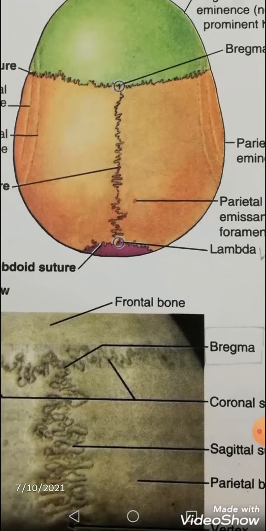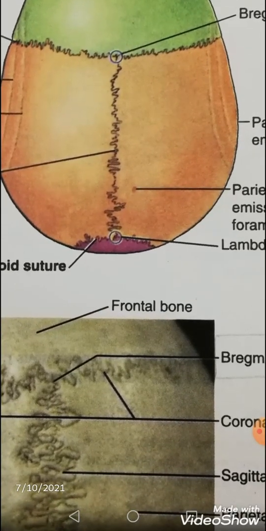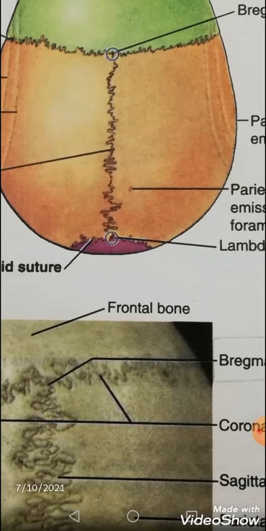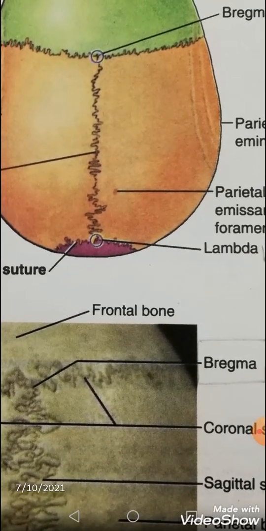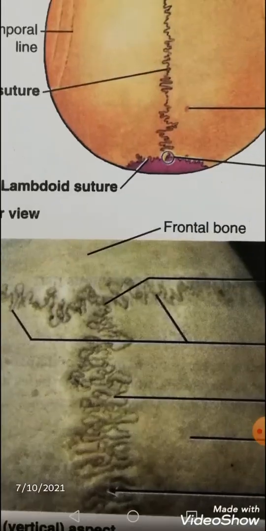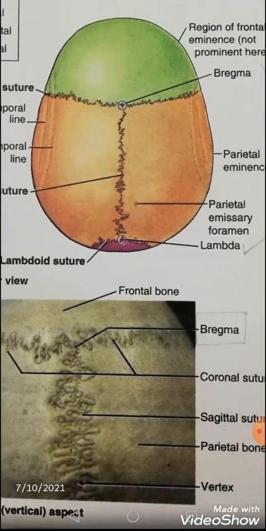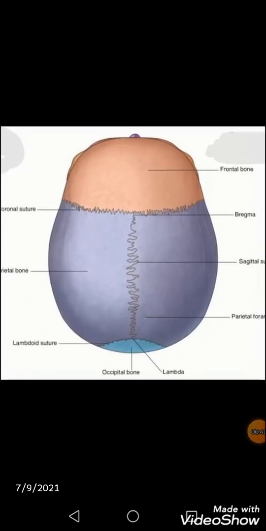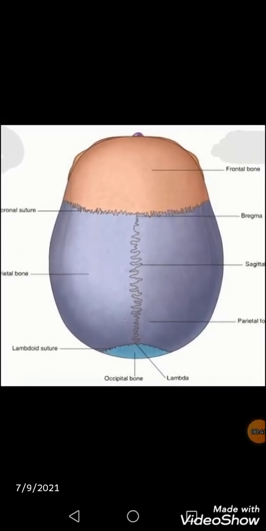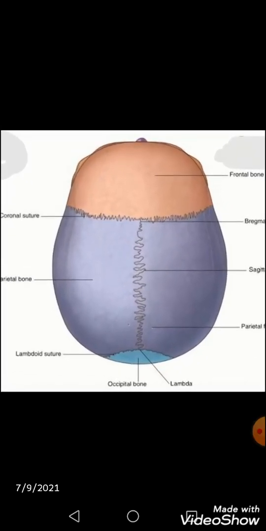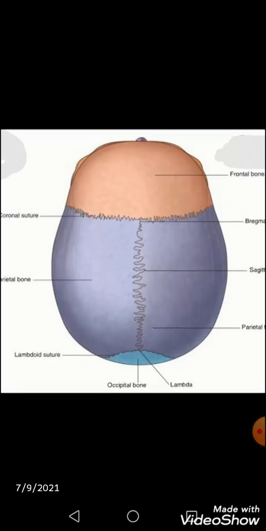Now at the posterior aspect you find the meeting point of sagittal suture with the lambdoid suture. Here the point called lambda, that is the place of posterior fontanelle. Now let me show you the highest point on the sagittal suture is called vertex. Another very good color diagram to show you the frontal bone, the coronal suture, the bregma, the sagittal suture, the parietal bone, the lambda and the lambdoid suture and the occipital bone.